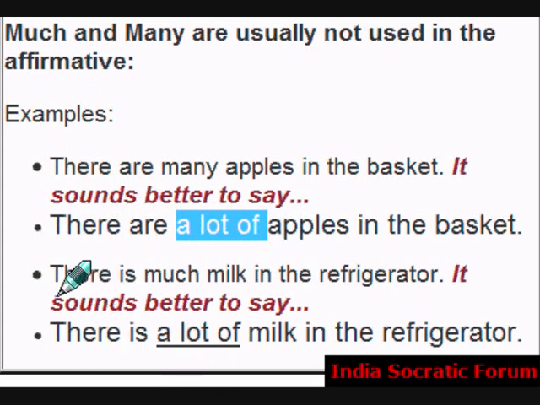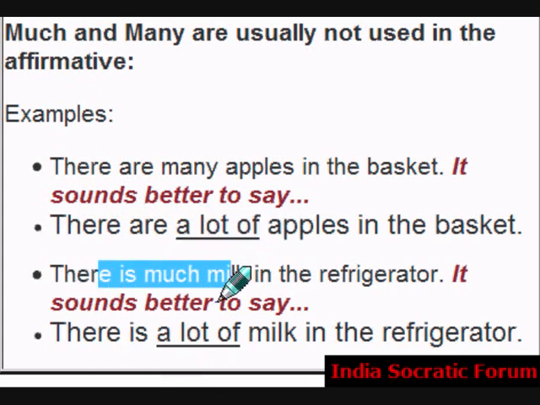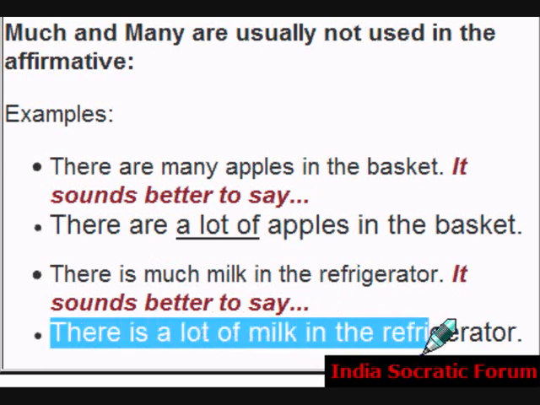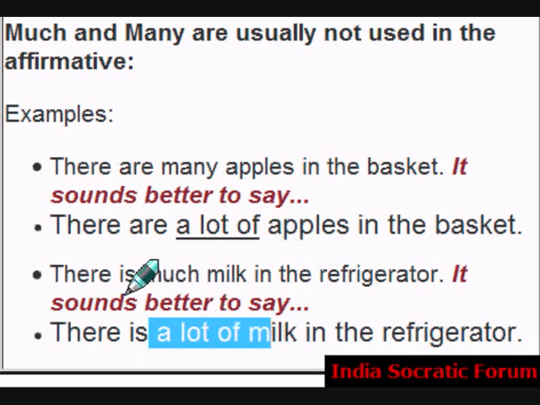There is another example. There is much milk in the refrigerator. Milk, we use much because it's a non-countable thing. Rather than saying there is much milk, we would say there is a lot of milk in the refrigerator, right? A lot of. Instead of much, we use a lot of. Okay? That's it for now. We will practice some exercises.